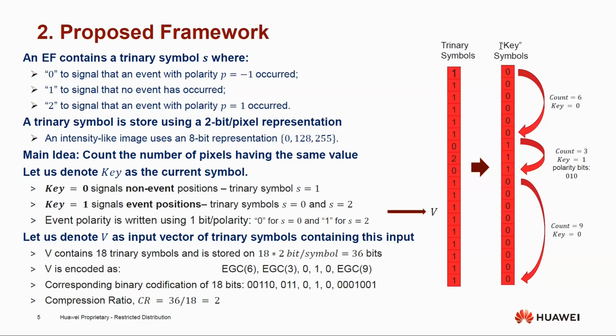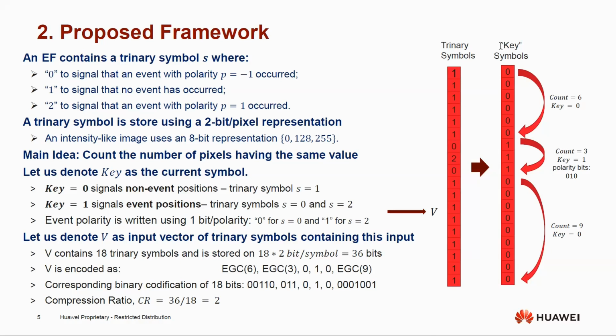You can see that you have 6 key symbols where the key equals 0, then followed by 3, where, of course, you will need to encode also the polarities, and the corresponding polarities for those trinary symbols 0, 2, 0 will be 0, 1, 0, and then followed by another 9 non-event positions. So in the end, the algorithm will encode a count 6, a count 3, write 3 polarities, then another count 9. So that's the simple algorithm that we propose.